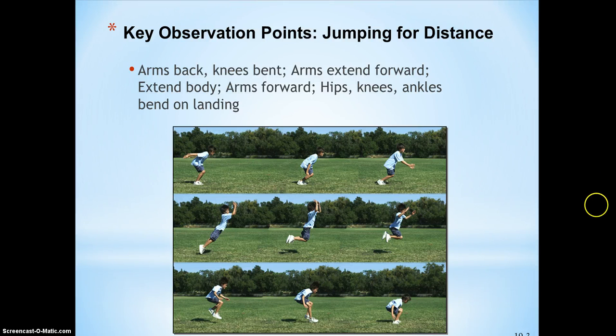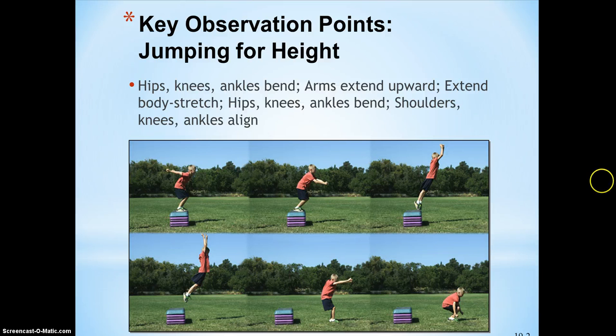So let's go back to the previous slide, looking at jumping for height, and let's focus on the pictures to see what's happening. In picture 1, you'll notice that the child has a good bend and the arms are back, and many times children are going to swing their arms because this helps them in preparation for jumping for height. In the second picture, you see the arms are coming forward, and you're going to start to see an extension of the legs. In picture 3, you have the extend body stretch.